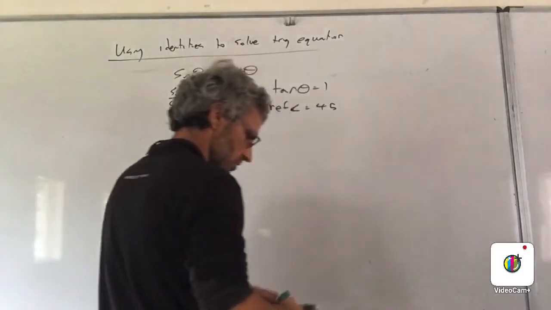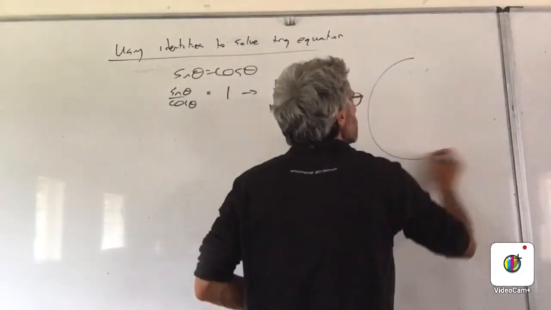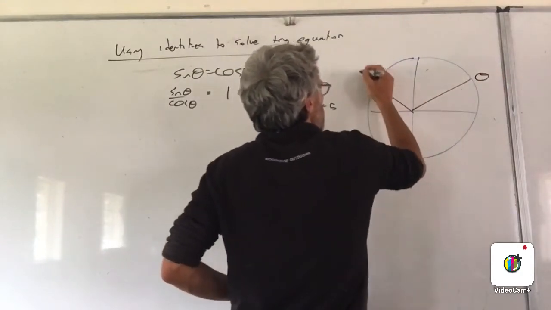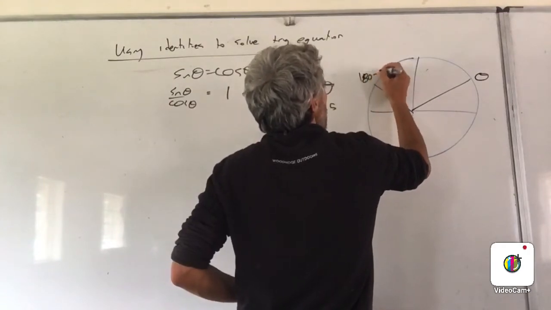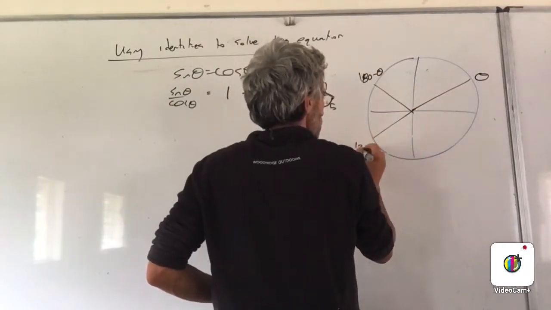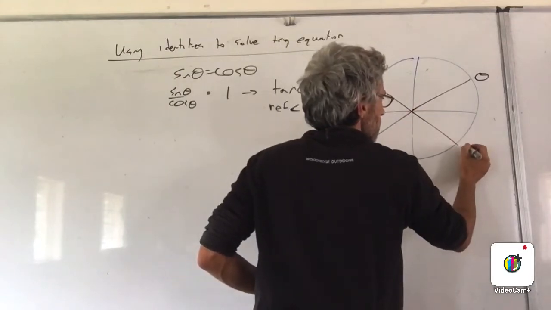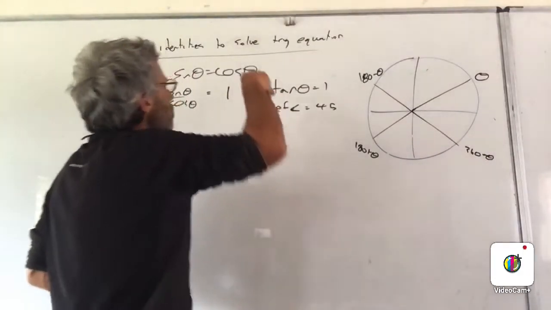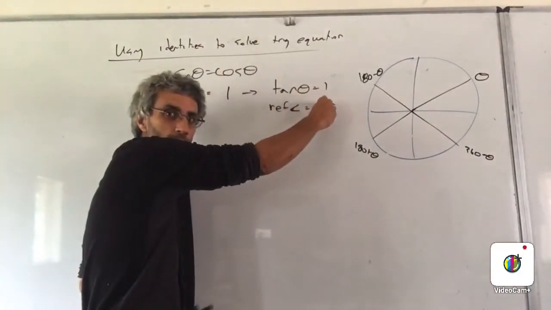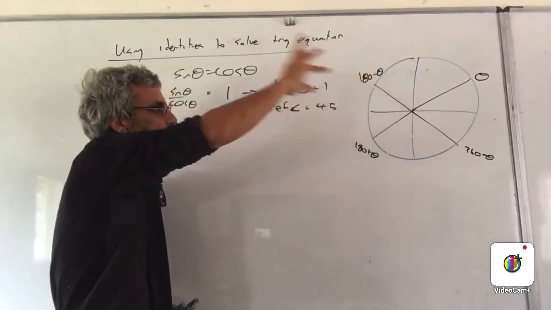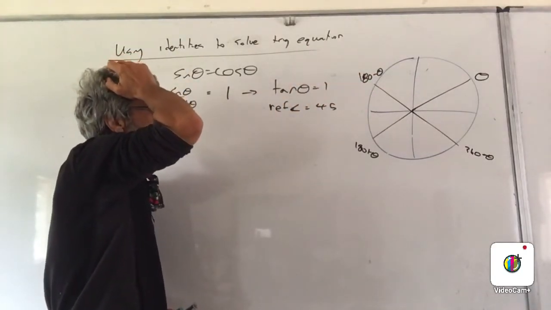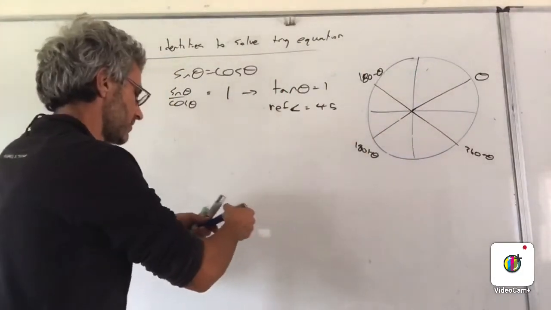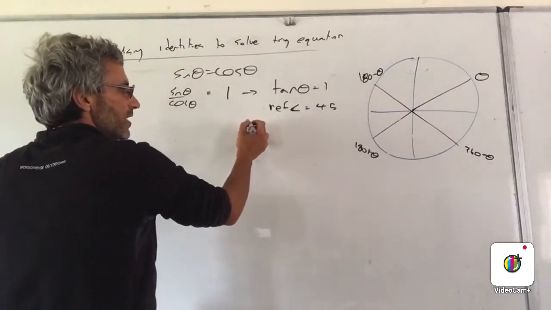Hang on, how do I start? I must have my circle. Theta, 180 minus theta, 180 plus theta, 360 minus theta. So the reference angle is 45 because it's positive. Which quadrant am I looking at? The first quadrant and the third. That's where the tan angles live to get the positive answer.